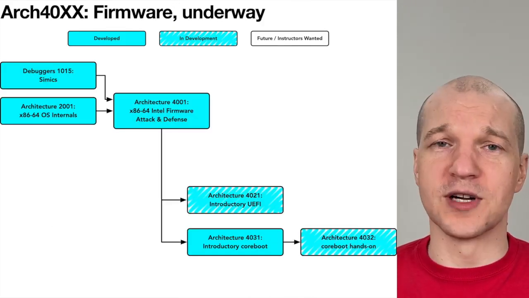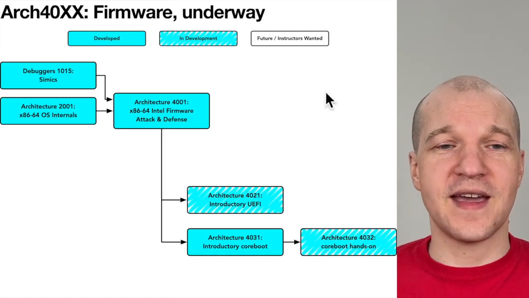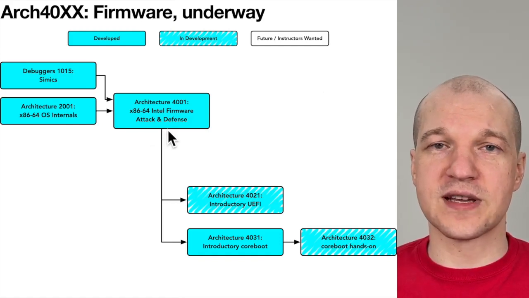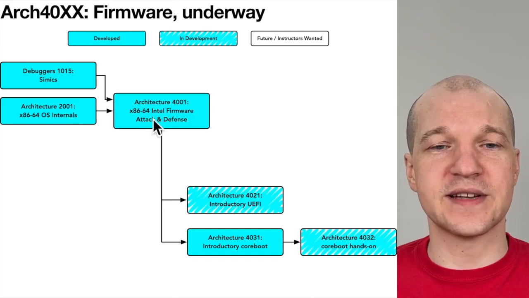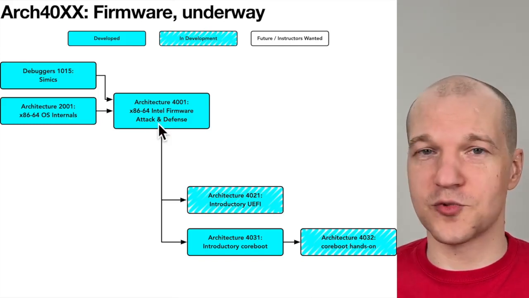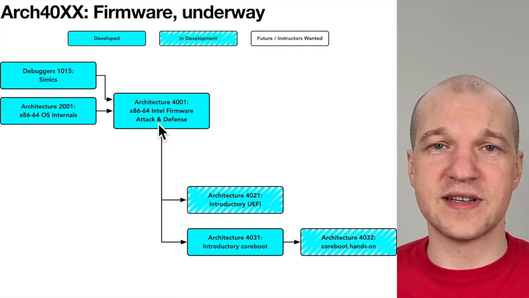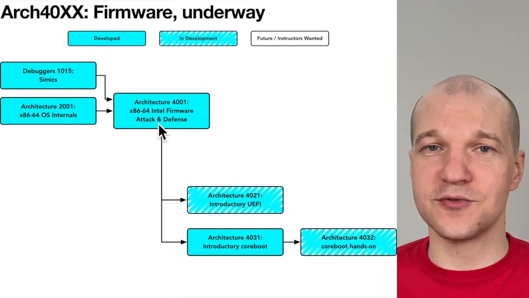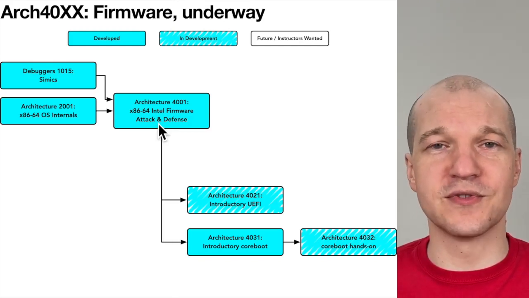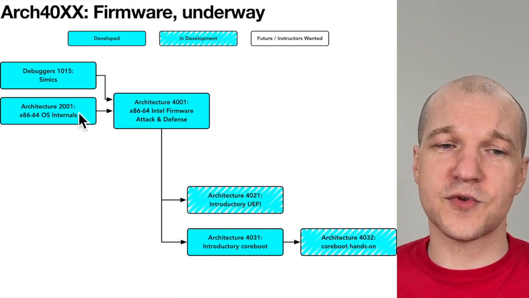But what about firmware? Well, I'm a firmware kind of person. And right now we have the Architecture 4001, which builds on 2001 because, for instance, you need to know how segmentation works in real mode on an Intel CPU at the reset vector in order to understand the first little bits of assembly you would find in a BIOS. So Architecture 4001 builds on that.